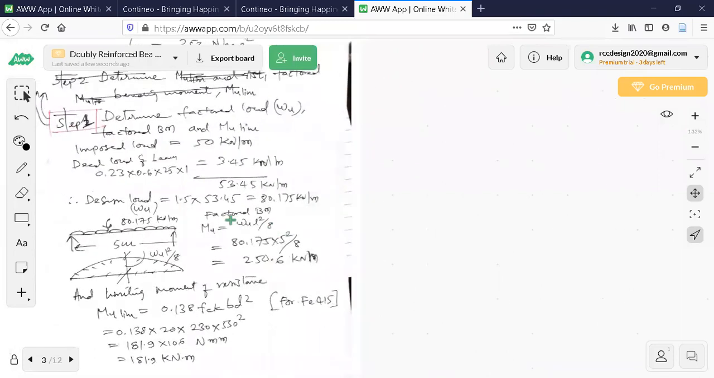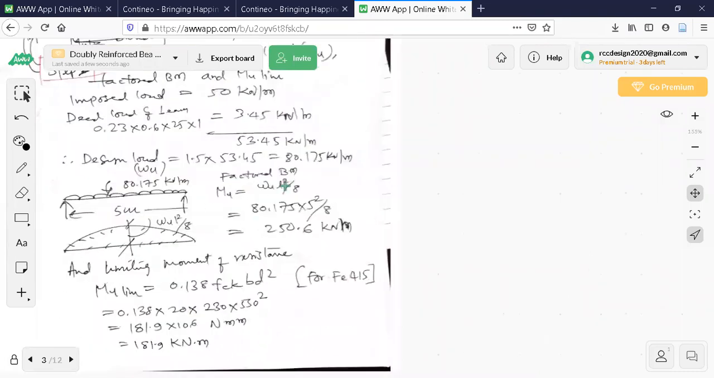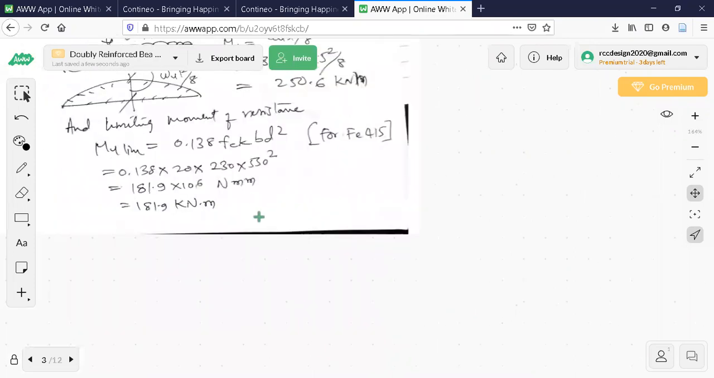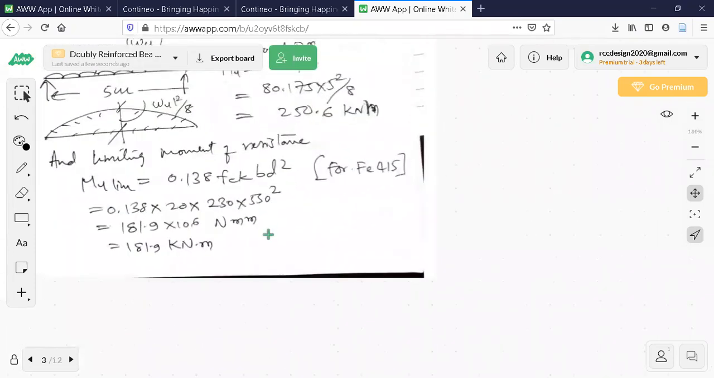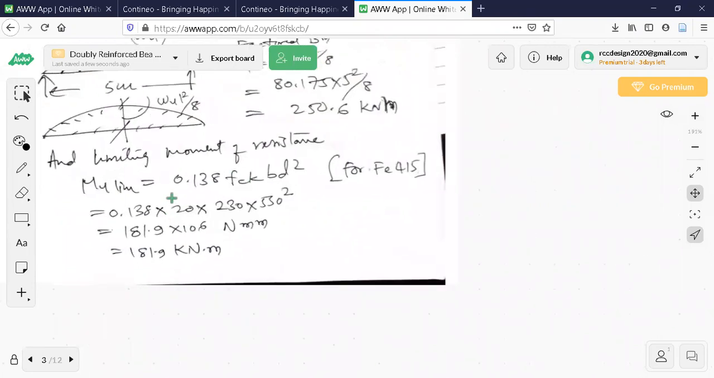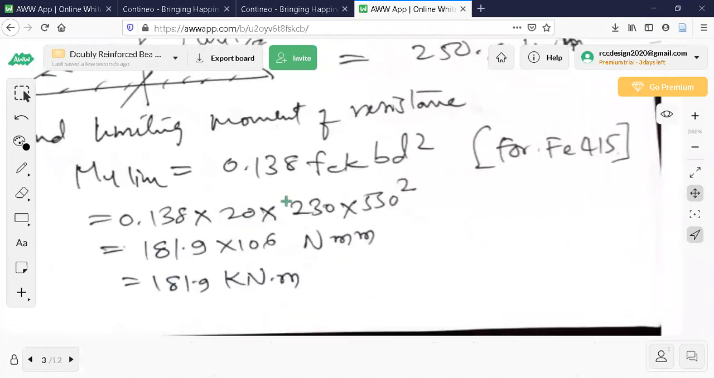Determine the factored load and all. We have calculated the load. Imposed load was 50. Dead load was 3.45. Added, multiplied this number by 1.5 to get factored load, which was 80.175. Then WL square by 8. WL square by 2 also can be calculated. Now I'm going to calculate Mu limit. You can see for Fe415, it is 0.138 fck bd square, 181.9.